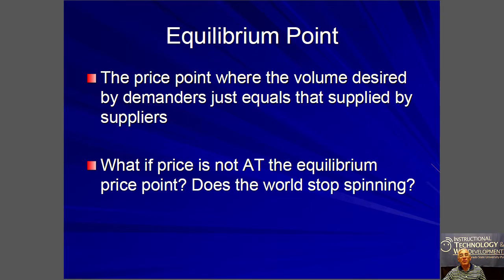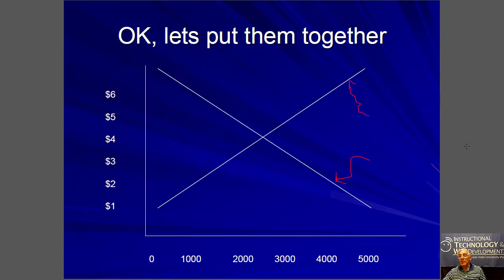Now let's say the marketplace price is not at the equilibrium price. Let's pretend that the marketplace price happens to be below the equilibrium price. Does the world stop spinning? Does the retailer go out of business? Do the suppliers go out of business? No, no, and no. But let's see what happens.